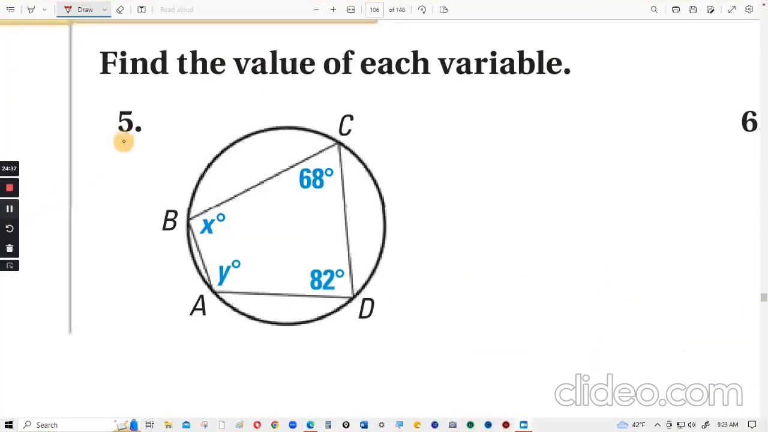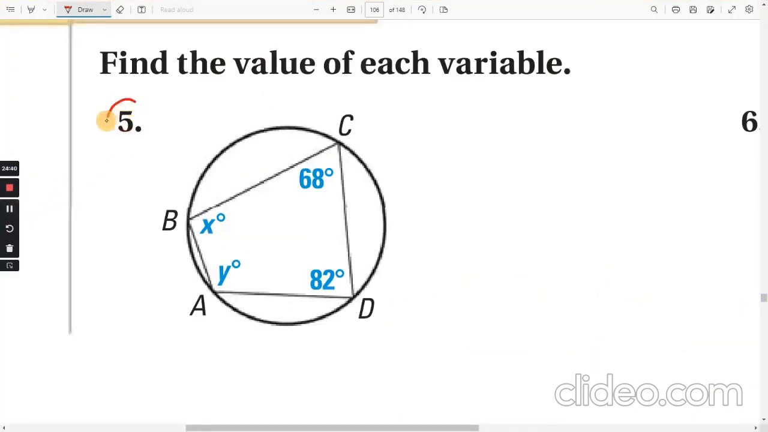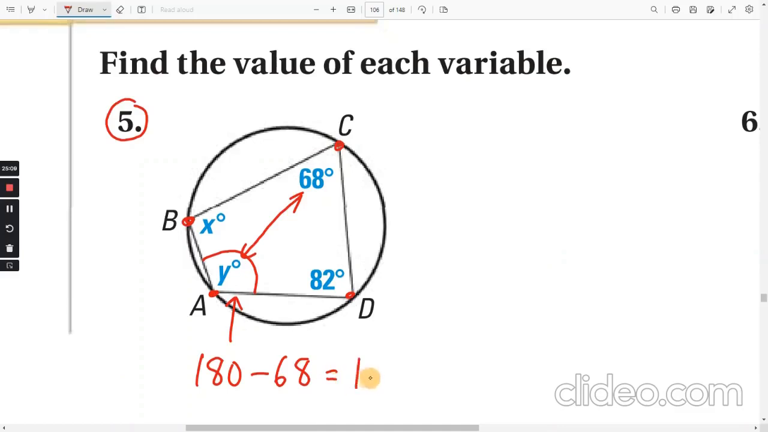Okay, please try guided practice number 5. Alright, we said opposite angles add up to 180. We can see all the points or vertices are on the circle, so it's inscribed, and we know these two add to 180. So this one right here is just going to be 180 minus this angle right here. And that equals 112 degrees.